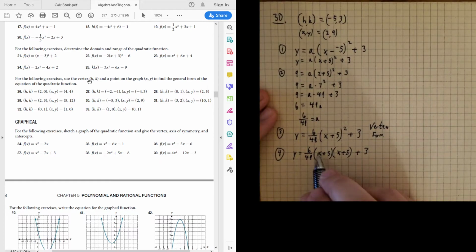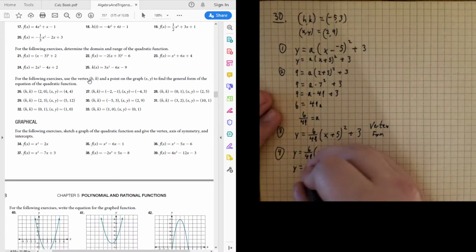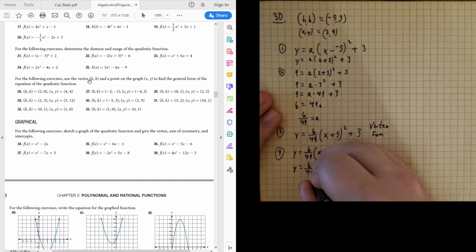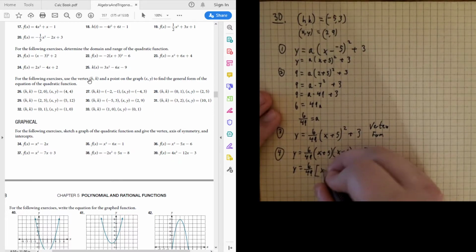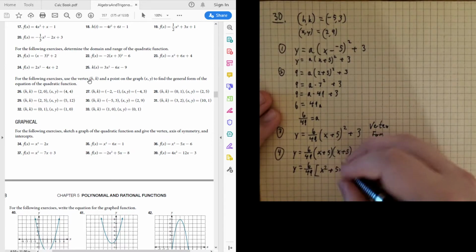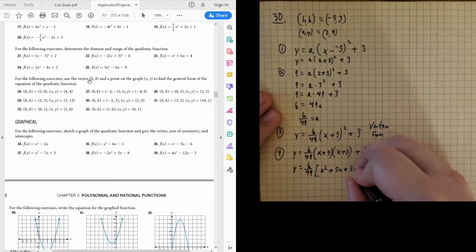Now I can go ahead and FOIL out this middle piece here. So y equals 6 over 49. I'm going to leave that there for just a moment. Now when I FOIL this out, I take x times x, I get x squared. X times 5, giving me 5x. 5 times x, giving me another 5x. And 5 times 5, giving me 25.